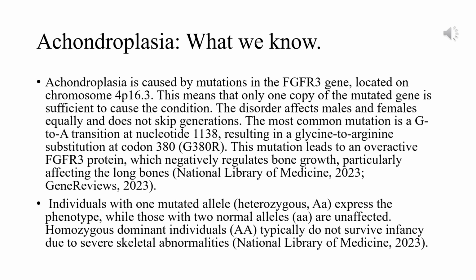The most common mutation, called G380R, makes the FGFR3 protein overactive, which slows bone growth, especially in the arms and the legs. According to the National Library of Medicine and Gene Reviews, people with one mutated gene show symptoms, while those with two normal genes are unaffected. Individuals with two mutated copies usually don't survive infancy due to several skeletal issues.